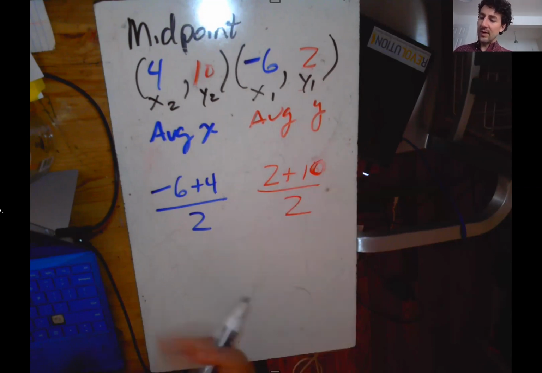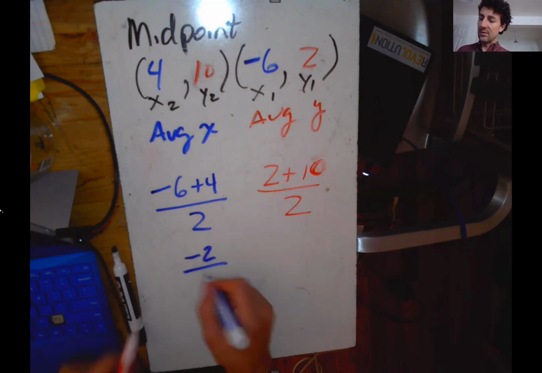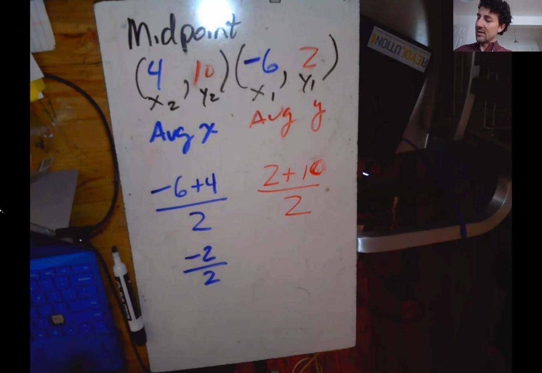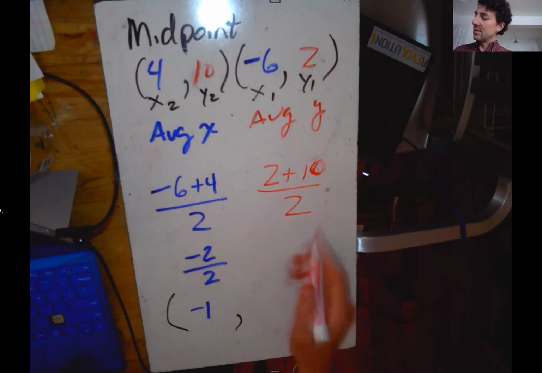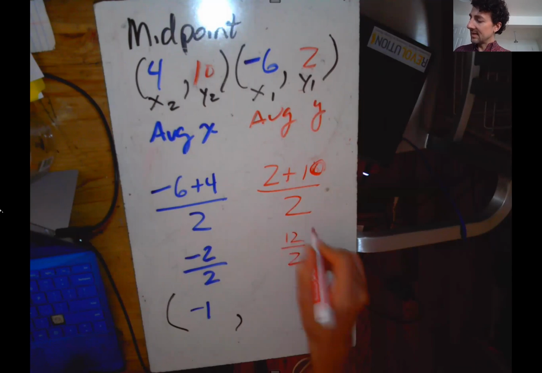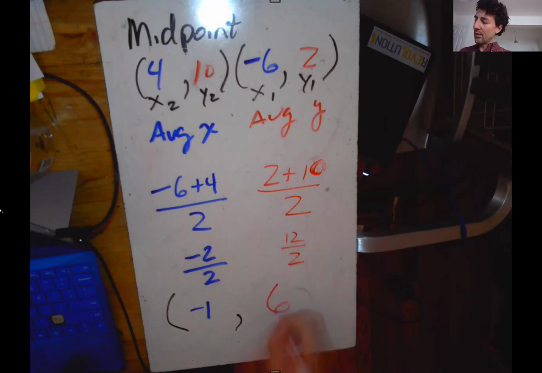-6 plus 4 is -2, and then divide by 2. So I can finish with -2 divided by 2 is -1. And I remember this is a coordinate, so it will go in parentheses. Then 2 plus 10 is 12. 12 divided by 2 is 6. So the coordinate that is the midpoint of this line segment is -1, 6.